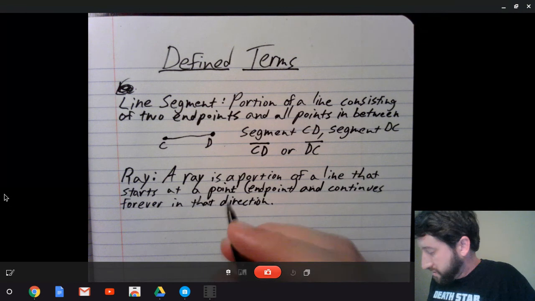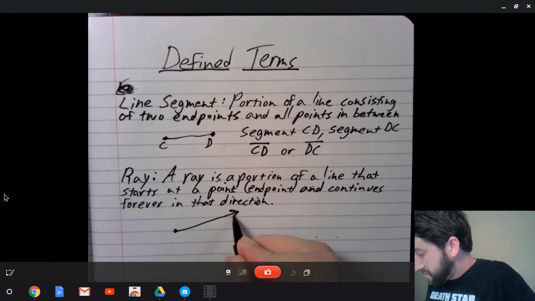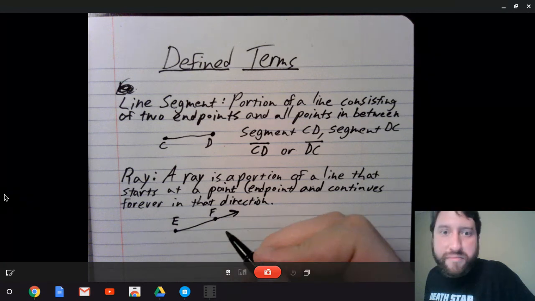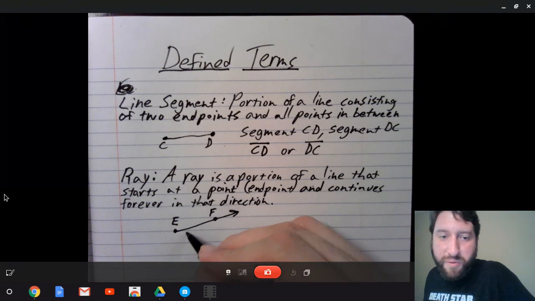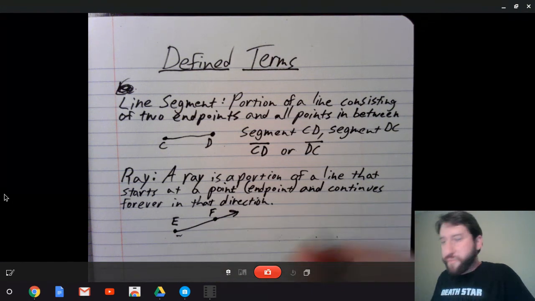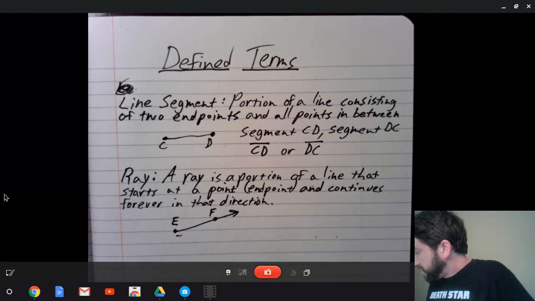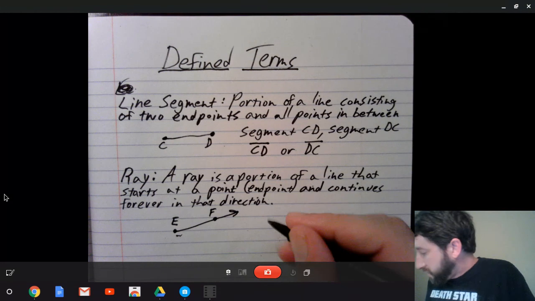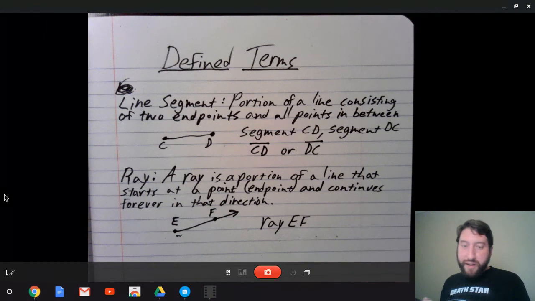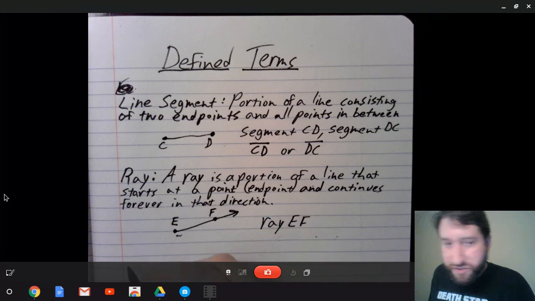All right, so let me draw you another example. We used CD. How about we use EF? So this would be a ray. Think of it like a ray of light. A ray of light starts at one point, and then it shines outward in one direction. So that's why we call it a ray. So it starts at E, goes through F, and it just goes on forever and ever. Let's see, for this one, we could say ray EF. Now, I can't say ray FE. If I say ray FE, that means that it would start at F and go in this direction.